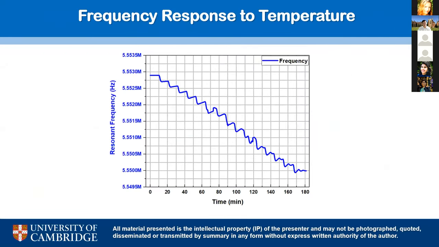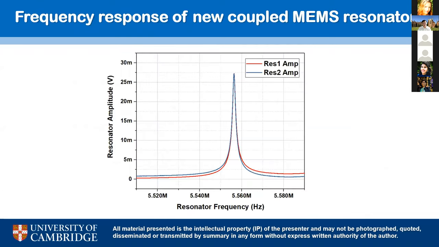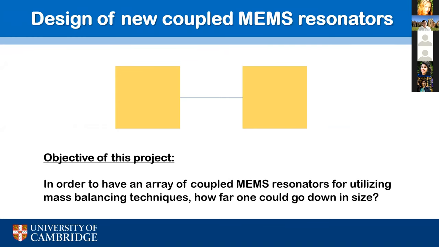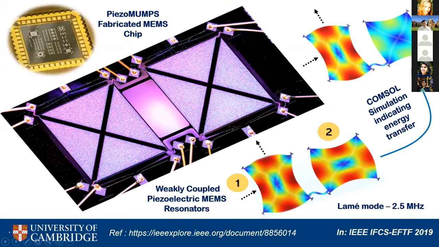Oh, this one and this one? Yeah, right. Okay, so there are two resonators over here. Most of the resonators that are used for ultrafine particle detection are a single or standalone resonator. In that case, you observe the resonant frequency shift based on the mass of particles added onto the surface of a single resonator.